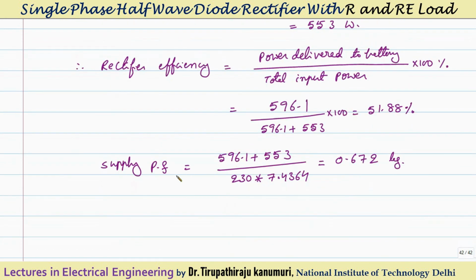Now coming to the supply power factor, it will be equal to the total output power, that means the power supplied to the battery plus the resistor, divided by the RMS value of the input voltage multiplied by the RMS value of the input current. The RMS value of input voltage is 230, the RMS value of current is 7.4364. You will get it as 0.672 lagging. You can see here, by adding a battery, it is becoming more lagging when compared to the resistive load. So this way it is affecting your supply power factor.